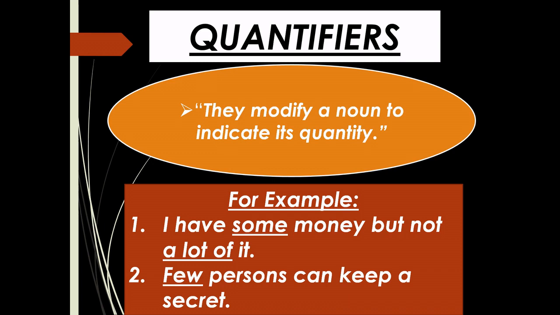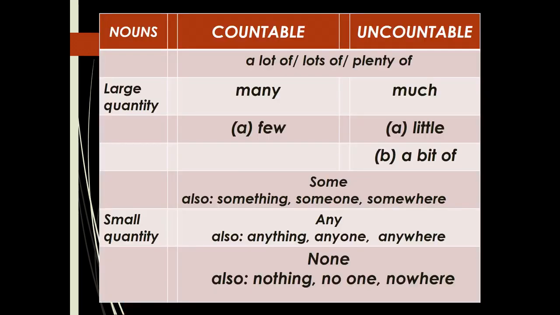Let's see another example. Few persons can keep a secret. Noun is further divided into two parts, countable noun and uncountable noun. And quantifiers are further divided into two parts, large quantity and small quantity.